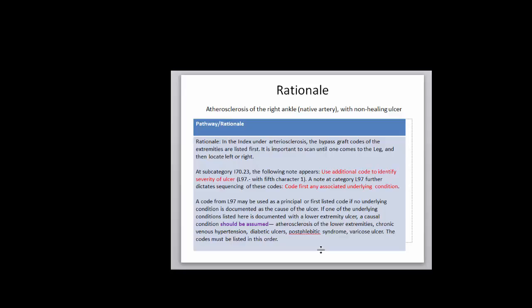If you have a condition like arterio or atherosclerosis of the lower extremities, or chronic venous hypertension, diabetic ulcers, post-phlebitic syndrome, varicose ulcers, you can assume that there's a relationship between the ulcers and those conditions, and those causative diagnoses would be sequenced before the ulcer codes.